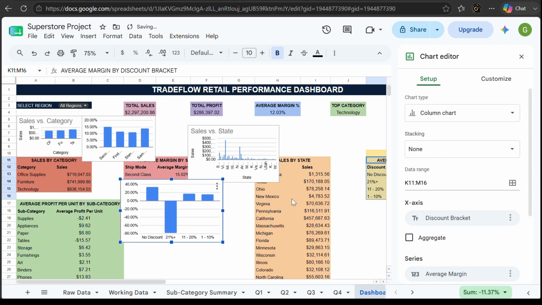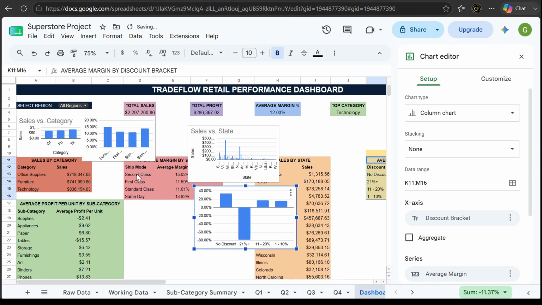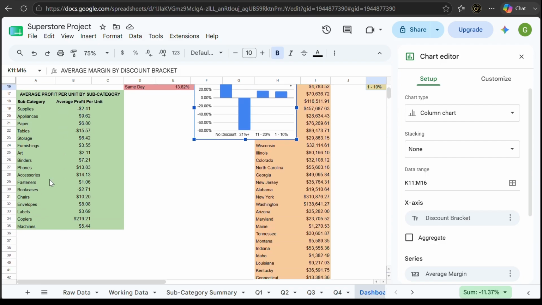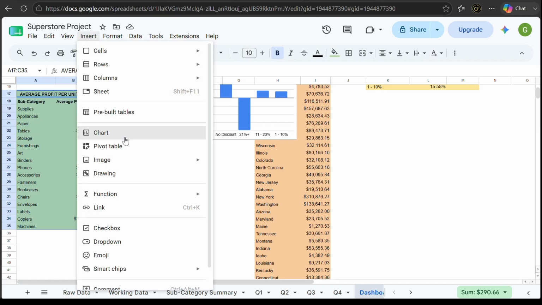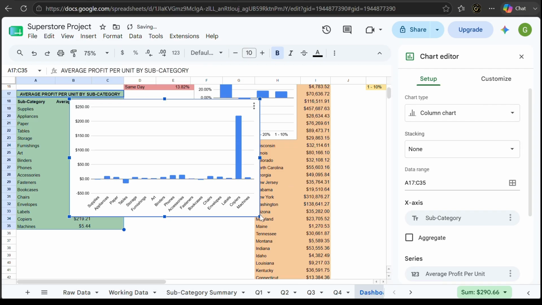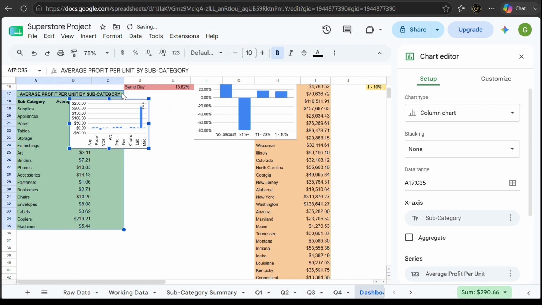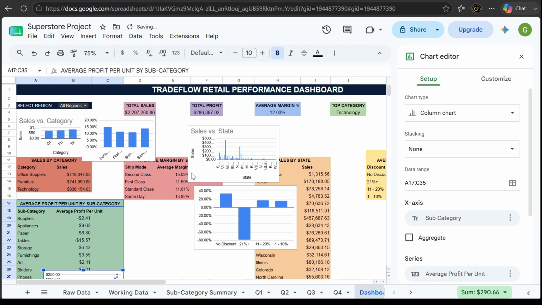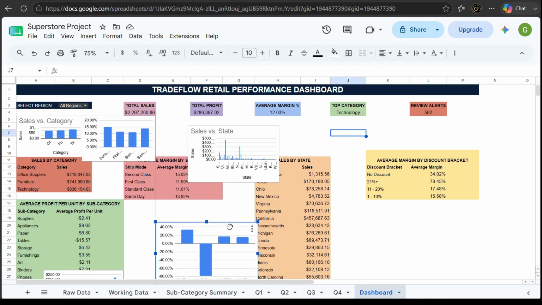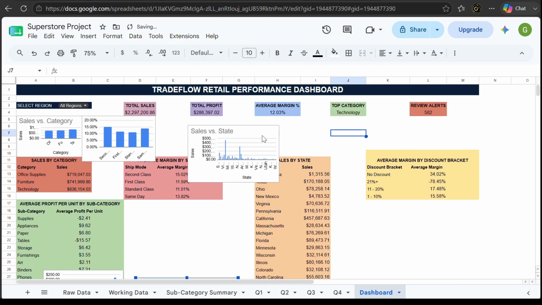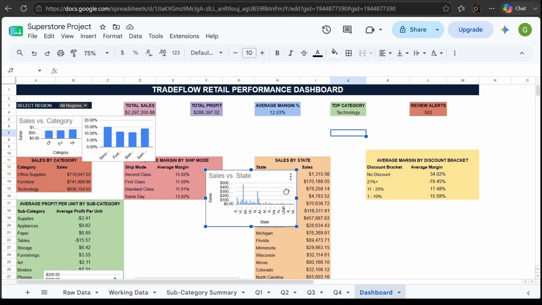And then lastly, my last chart would be the profits by subcategory. So I'm going to say insert charts, and then I think I'll just use my column charts, which makes a lot of sense to me. So now let's start the arrangement of the various charts. Let's start with this, let's come to this one that's here.